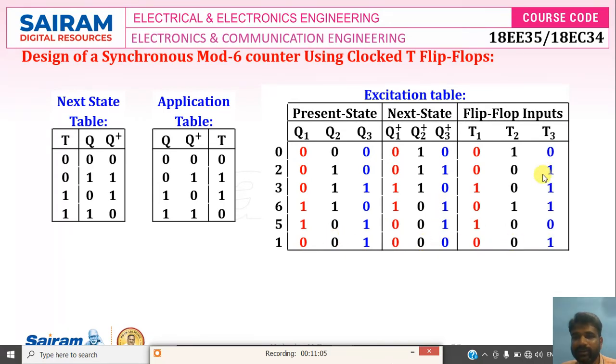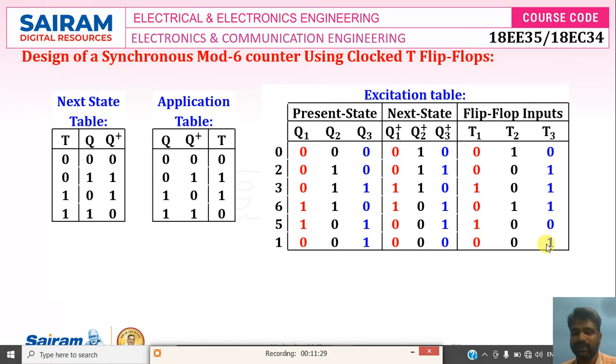Similarly, T3 by observing Q3 to Q3 plus. See 0 to 0, 0. 0 to 1, different transition, so 1. Again 1 to 0, 1. 0 to 1, 1. 1 to 1, so same transition, 0. 1 to 0, different, so 1.